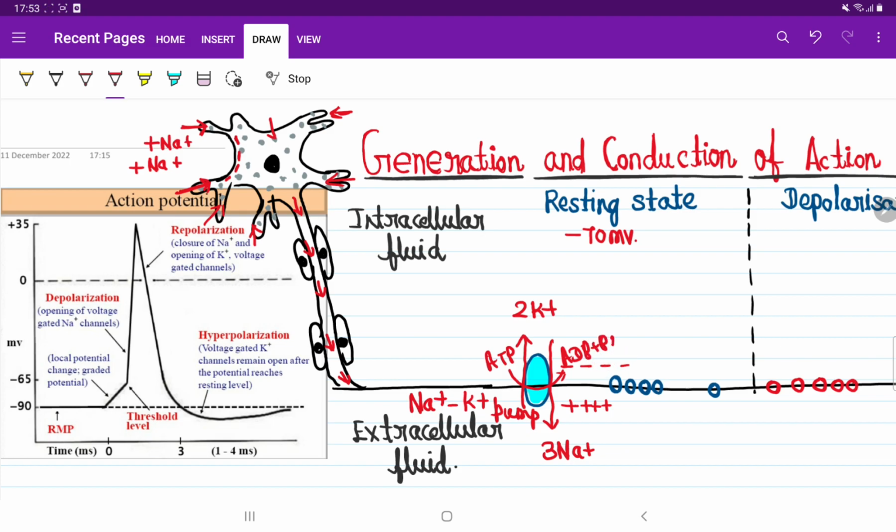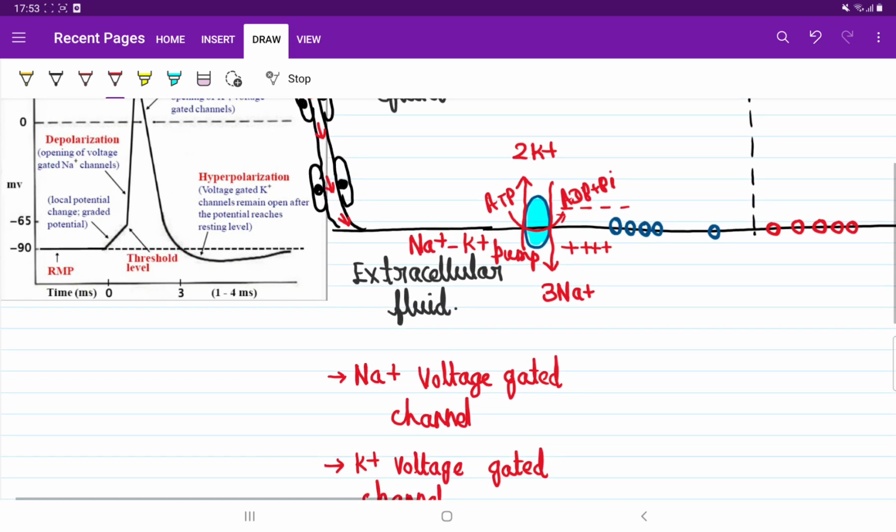So it is observed that at resting state in a neuron, the sodium potassium pump works. It pumps 2 potassium ions inside and 3 sodium ions outside, and it expends ATP also. So it's an example of active transport. The sodium potassium pump is working.